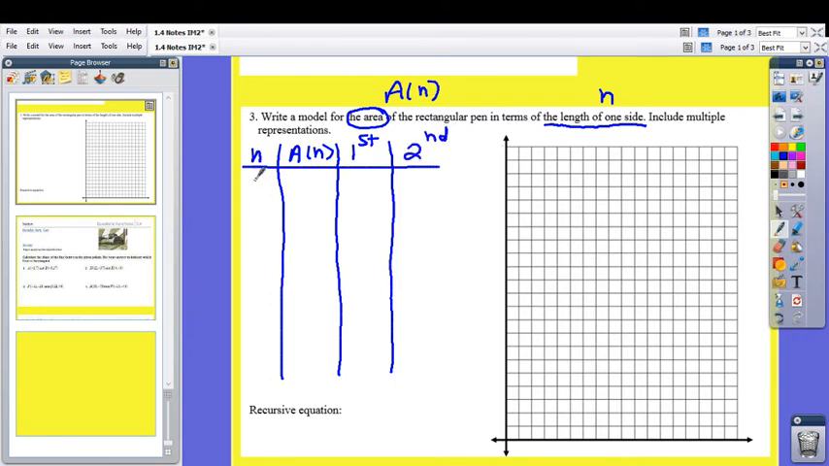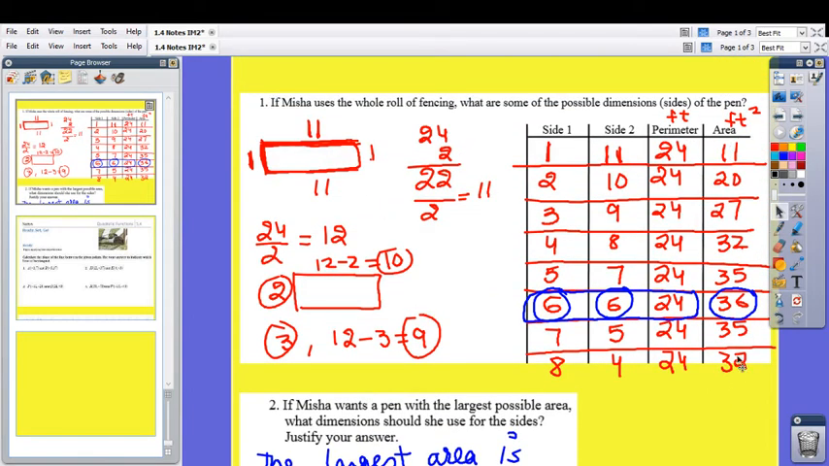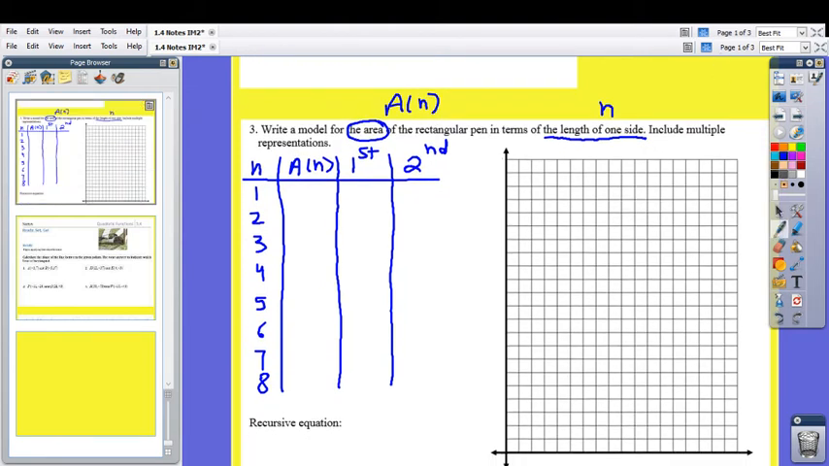So let's do that. We have 1, 2, 3, 4, 5, 6, 7, 8, and I'm just copying the areas that we calculated here. So I'm just copying those down. So we got 11, 20, 27, 32, 35, 36, 35 again, and then it was 32.